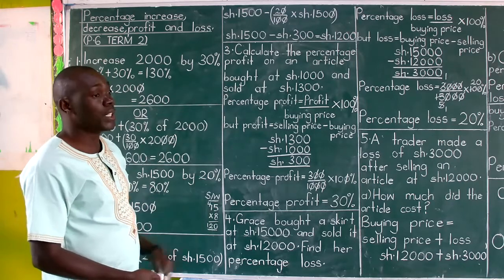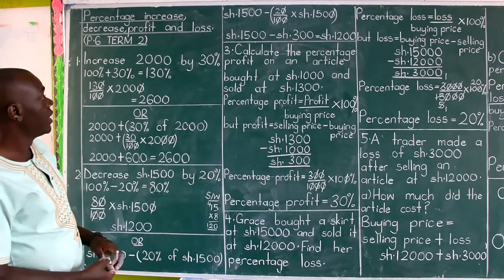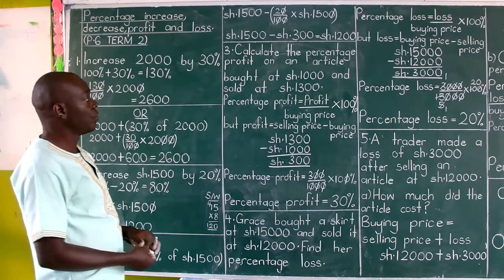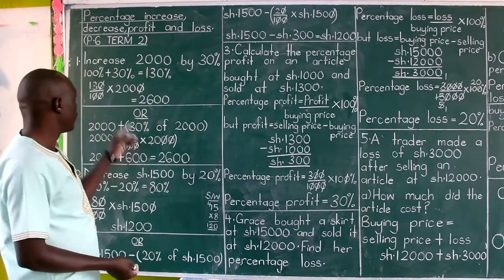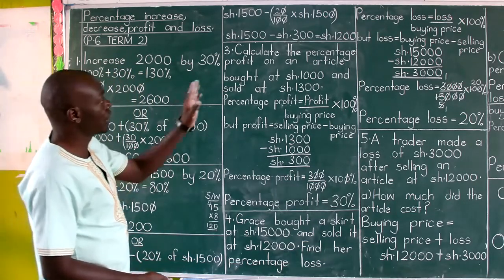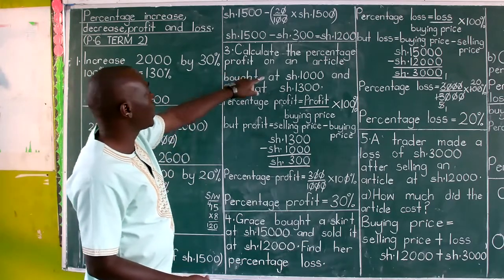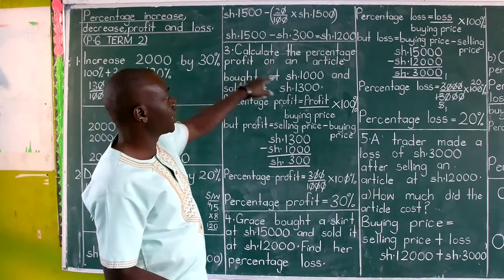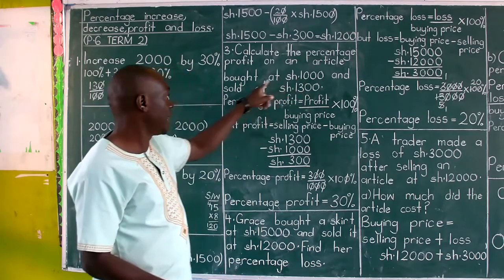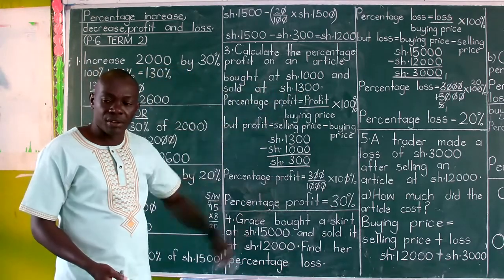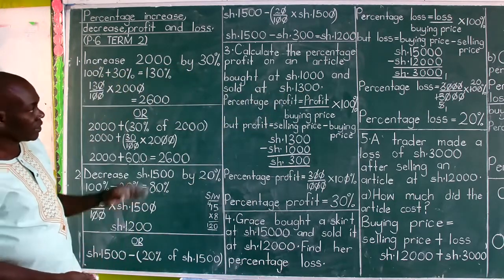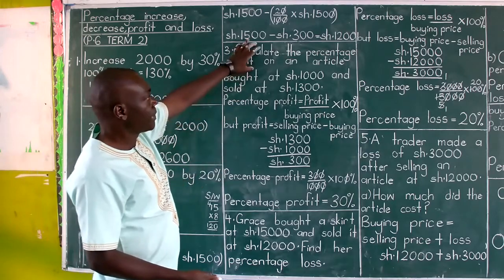So we go to example number 3 for today. Calculate percentage profit. We have talked about increase and decrease. Now we go to percentage profit. So calculate the percentage profit on an article bought at 1,000 shillings and sold at 1,300 shillings. So here they want the percentage profit.